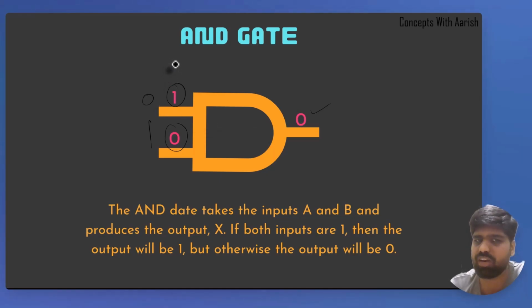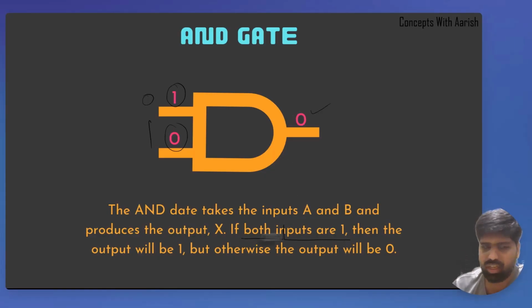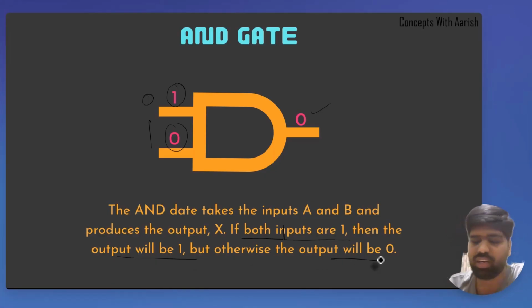So the concept over here is it takes 2 inputs and it produces 1 output. And also if both inputs are 1, then the output will be a 1, otherwise it will always be a 0. So in order to get a positive answer, in order to get a 1, you have to make both the inputs 1 or positive or true, then you will get a true as your answer.